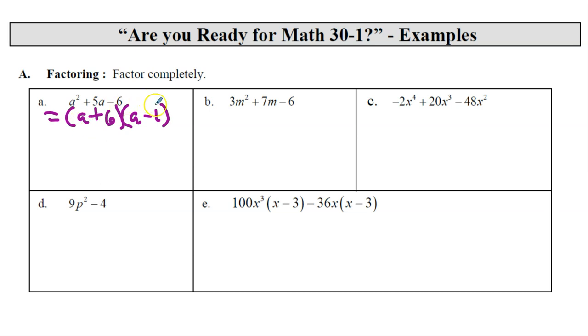So we got a squared minus 1a plus 6a. So plus 6 will give you plus 5a, and then minus 6.